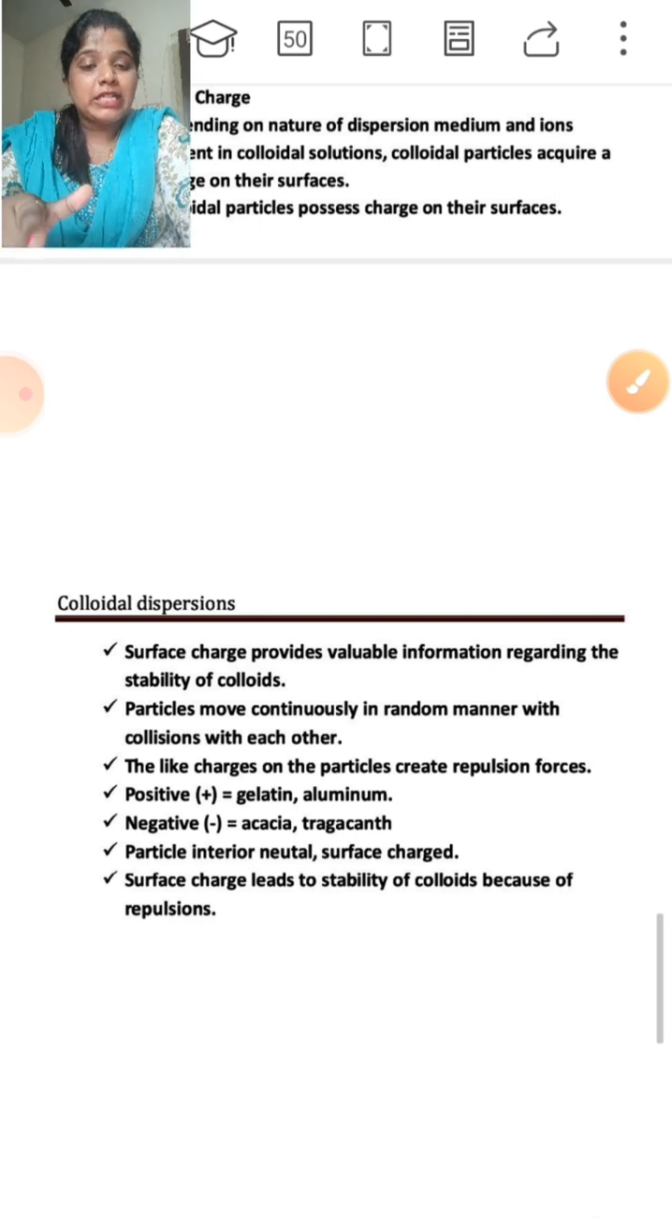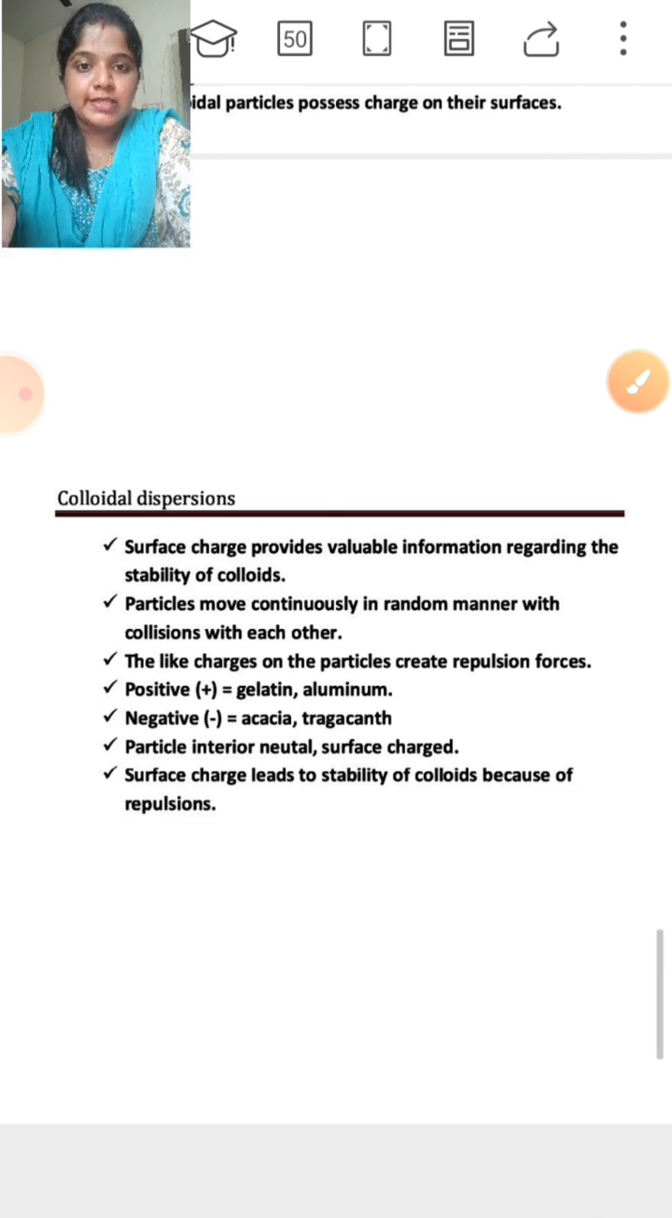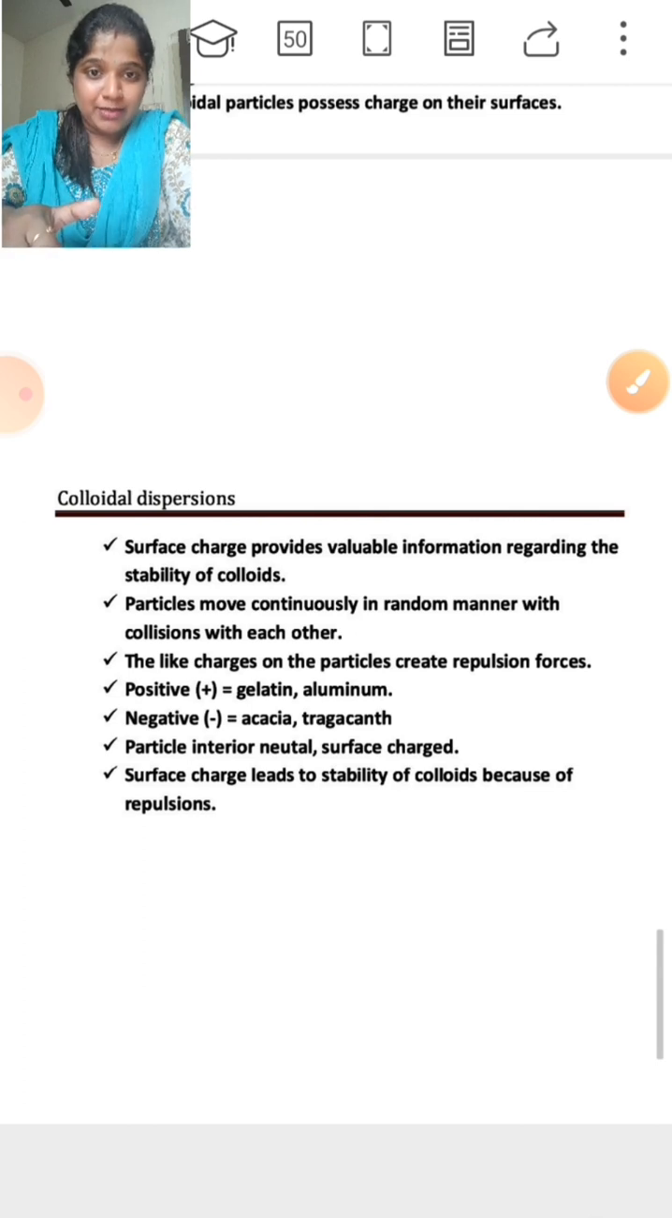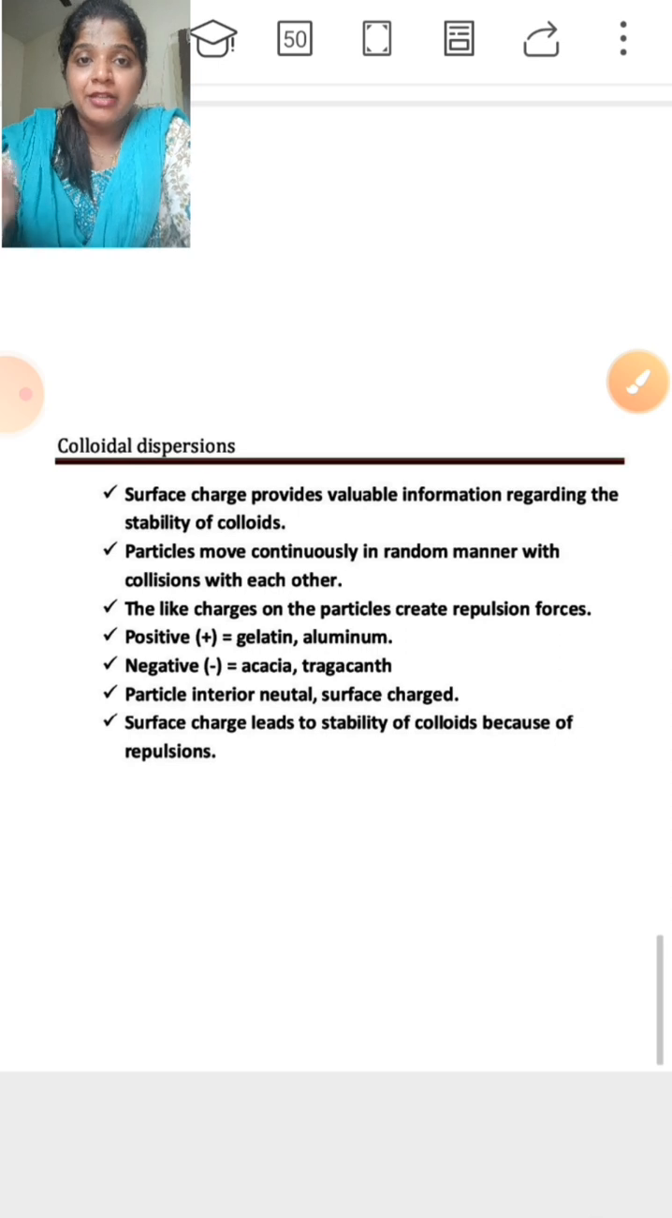Particles move continuously in a random manner with collisions with each other. The like charges on the particles create repulsion forces. Positive examples are gelatin and aluminum, and negative examples are acacia and tragacanth. So the particle interior will be neutral, and the surface will be charged. Surface charge leads to the stability of colloids because of the repulsions. The phenomenon of repulsion helps colloids to achieve their stability.